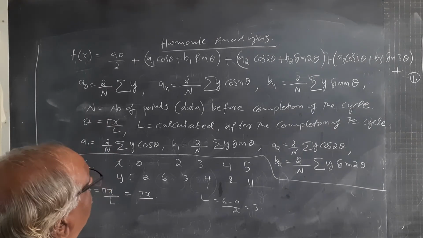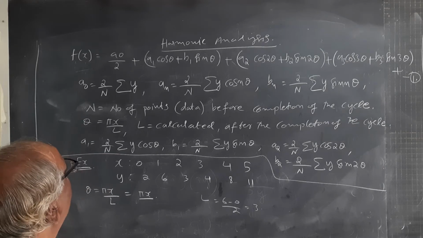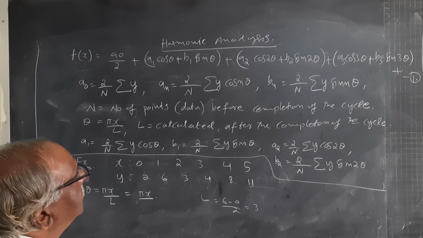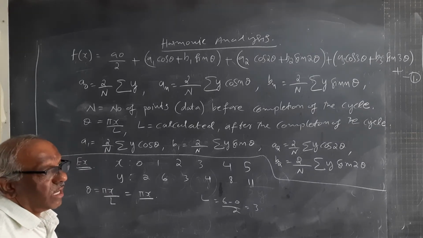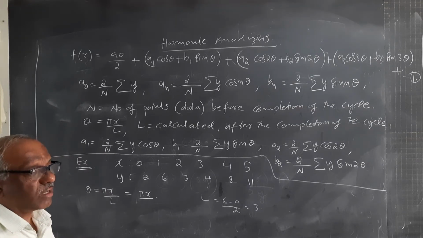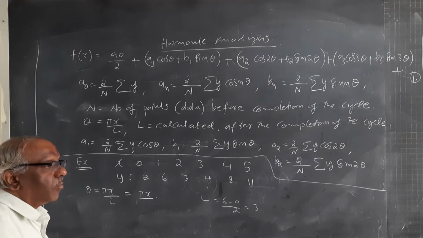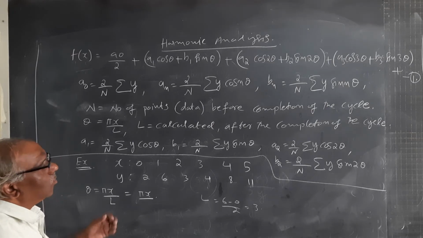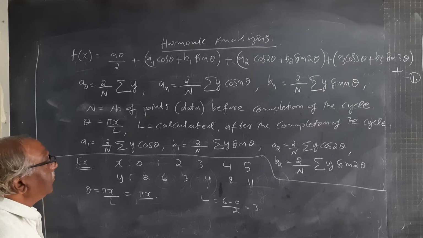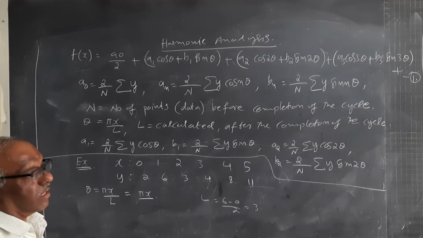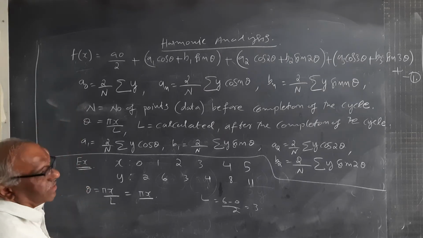Today I am talking about harmonic analysis, which is a part of Fourier series. If there is an equation like y is equal to x square defined in the interval minus 1 less than or equal to x less than or equal to plus 1, you know how to obtain the Fourier series. But suppose there is experimental data, then how to obtain the Fourier series is the question.